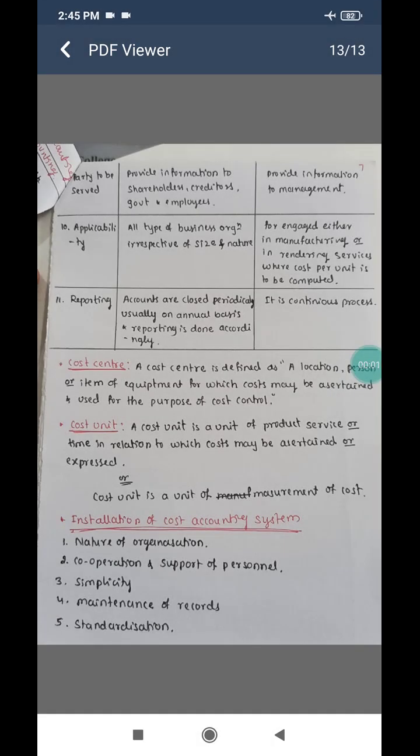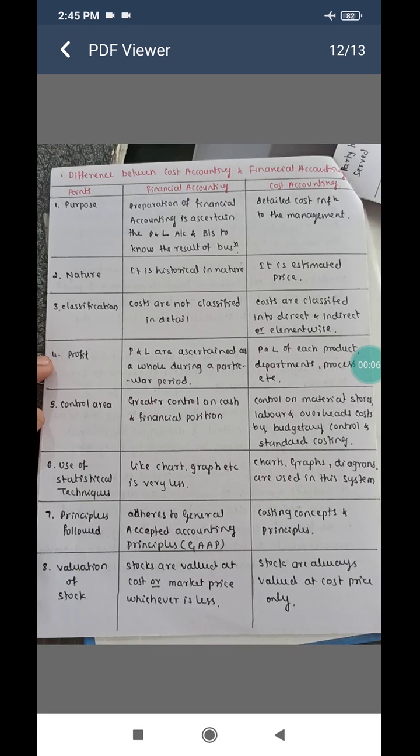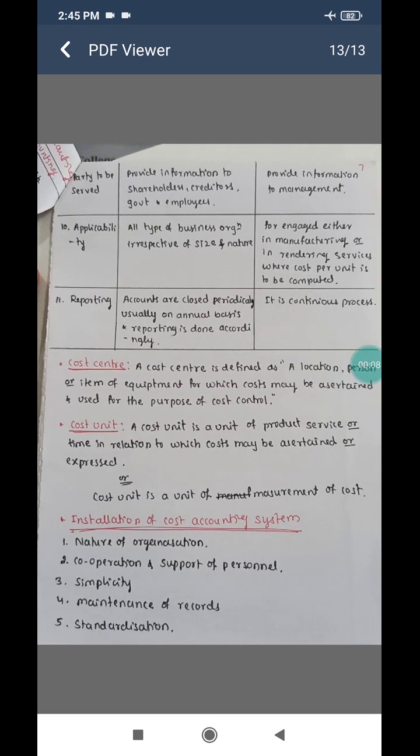Hello students, in the last classes I discussed everything from financial accounting and what we mean by cost accounting. In that I left some other parts, so I will complete them and then go on to the next unit.